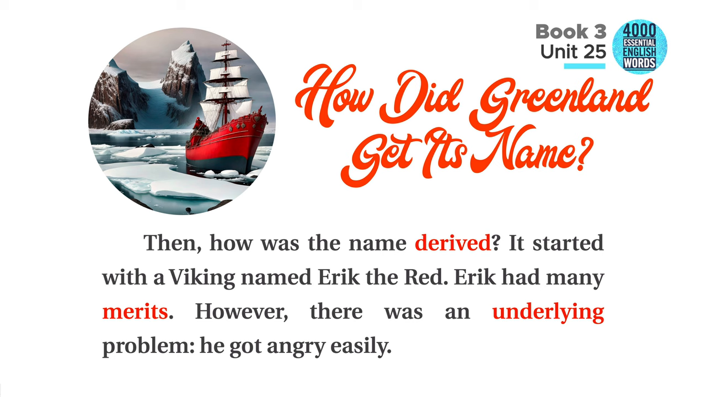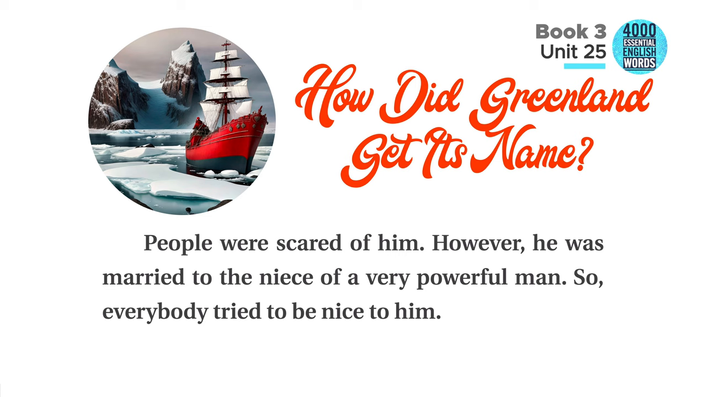It started with a Viking named Eric the Red. Eric had many merits. However, there was an underlying problem. He got angry easily. People were scared of him. However, he was married to the niece of a very powerful man. So everybody tried to be nice to him.